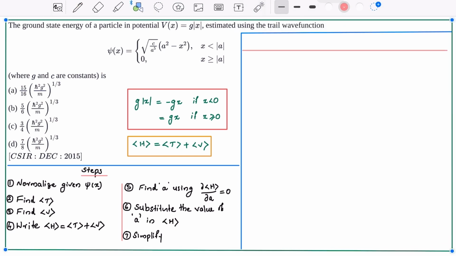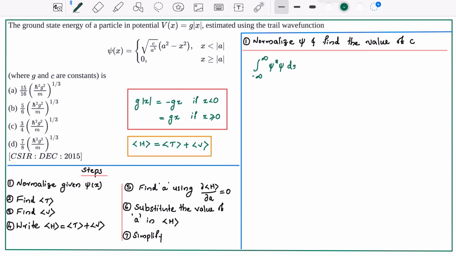So the first step is to normalize the given wave function psi of x. It is given that psi of x equal to root of c by a raised to 5 times (a square minus x square) when x is less than mod a. So in the wave function, the unknown value is c. So let us normalize the wave function and find out the value of c.